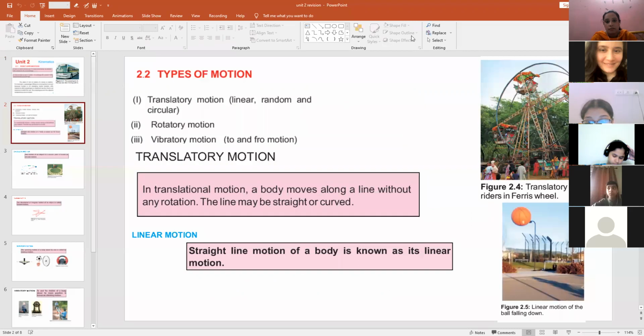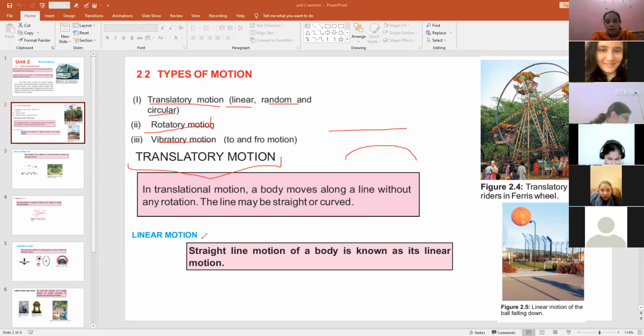Then we have already discussed different types of motion, and you know that there are three types: translatory motion, rotatory motion, and vibratory motion, right? Translatory motion has further three types: linear, random, and circular. First of all, we will discuss translatory motion. If the body is moving along a line without any rotation, we can say that the body is in a state of translatory motion, and that line may be straight or a curve. There is no rotation in these lines.